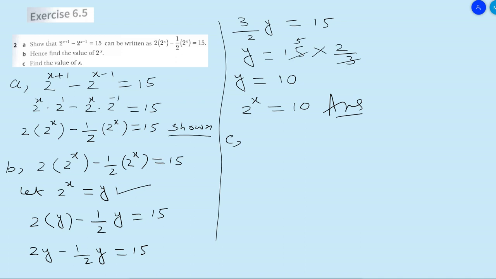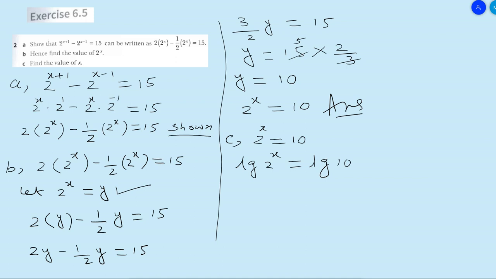Find the value of x. Very easy. Just take the answer of part B. 2 power x is equal to 10. Now we need to find the value of x, so we have to take logarithm on both sides. Taking logarithm LG on both sides, LG 10.